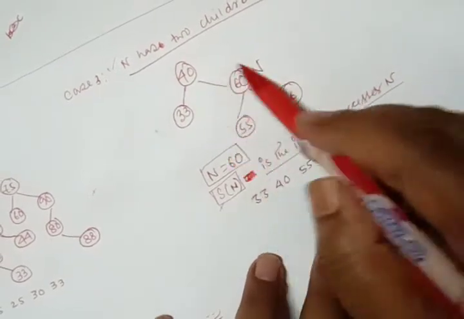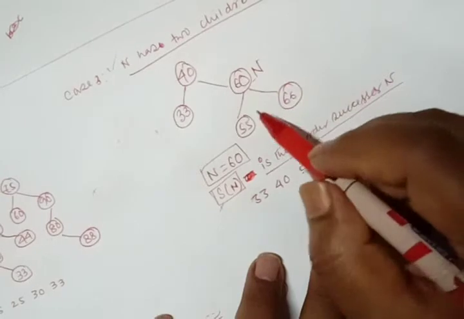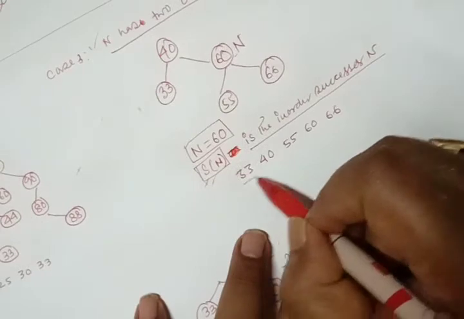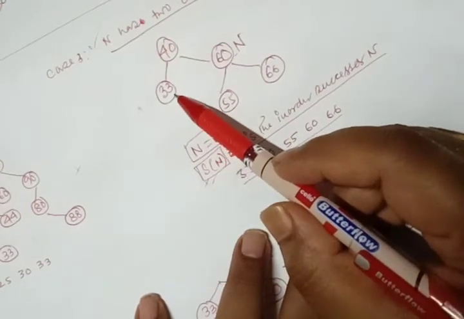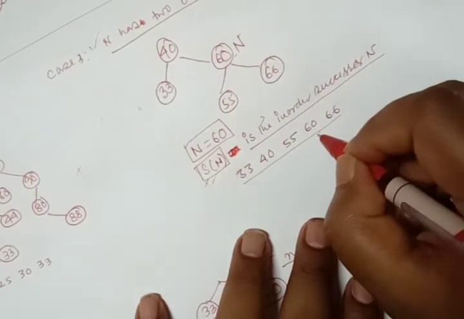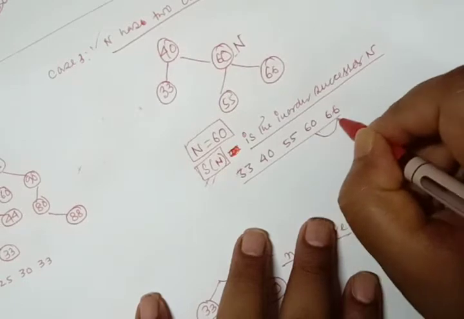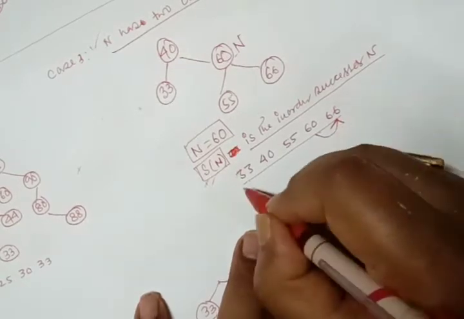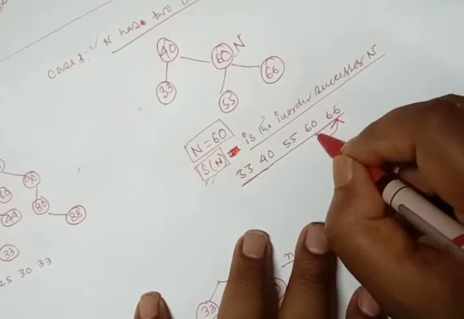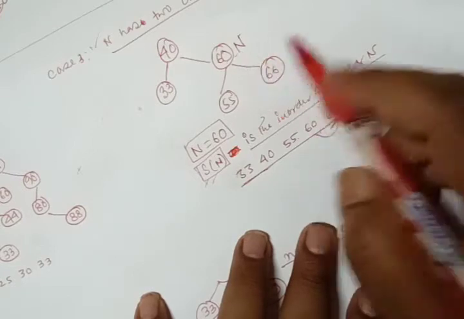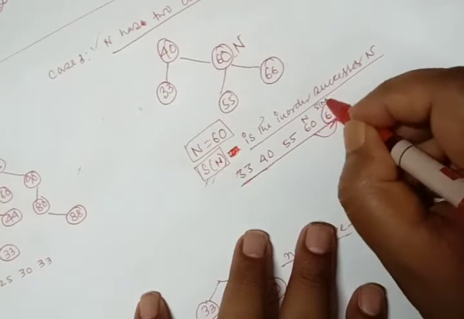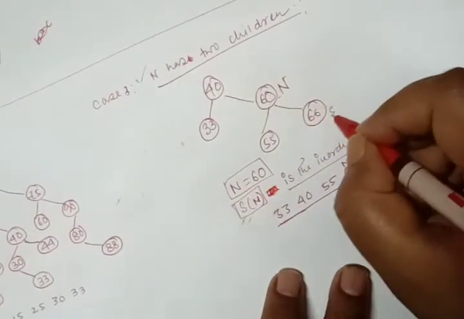That is, we have to traverse this tree in order manner so that we can identify the value of S of n. So this is the sequence: 33, then 40, then 55, then 60, then 66. Now here you see that the in order successor of 60 is 66. So if we traverse this tree in order, the node which comes after the node n will be the in order successor of n. So this is n and this is S of n.